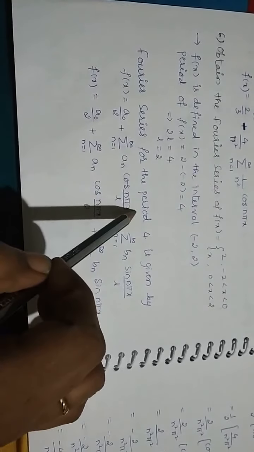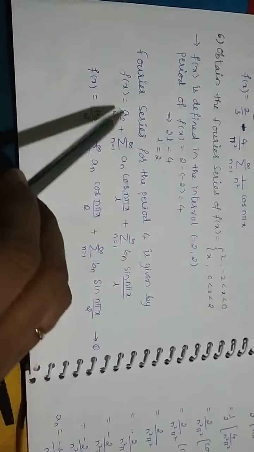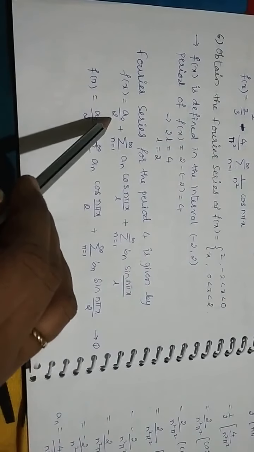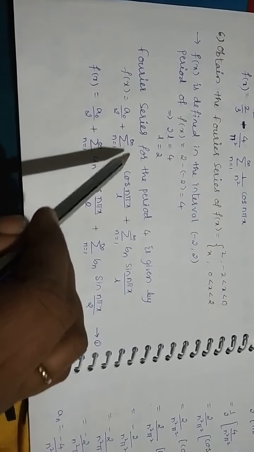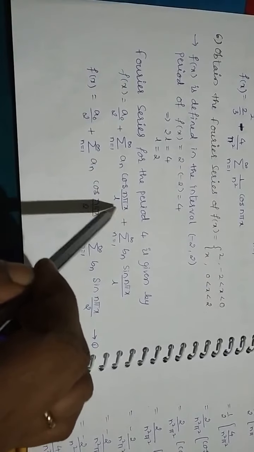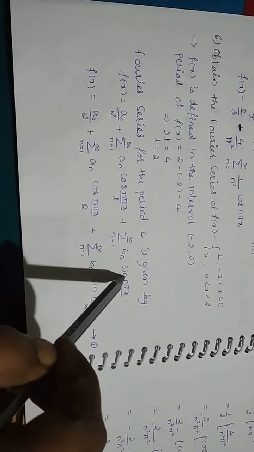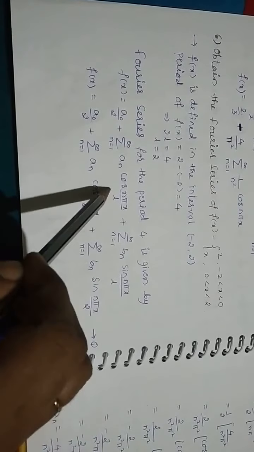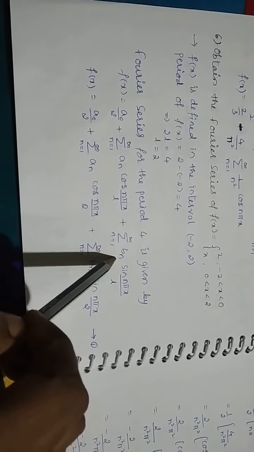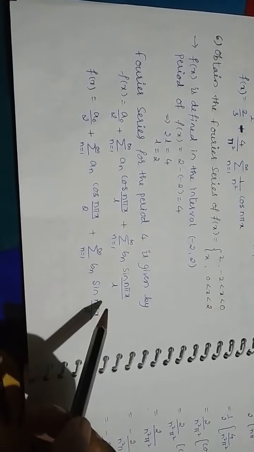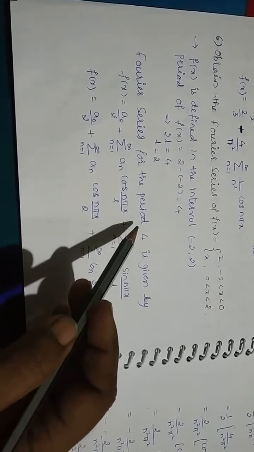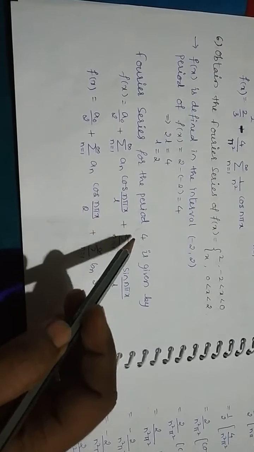Fourier series for the period 4 is given by f of x equals a0 by 2 plus summation n equals 1 to infinity an cos n pi x upon L plus summation n equals 1 to infinity bn sin n pi x upon L. This is the Fourier series for the general length of the period 2L, and here our length of the period is 4.